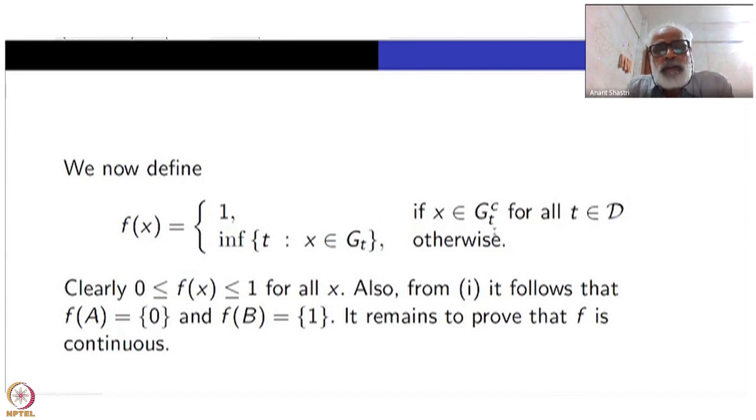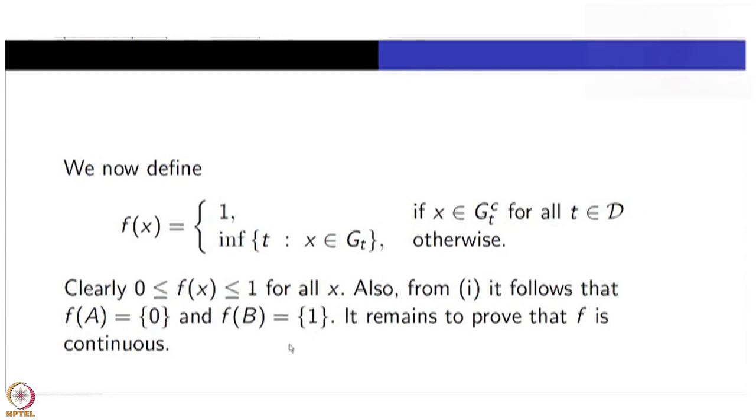The missing point, the important point, is that f is continuous. Okay? Producing continuous functions, very few such results are there. Even after proving something, we have to prove a homeomorphism, and those are easier. Here, producing a continuous function itself. So this is something fantastic that Urysohn has done.